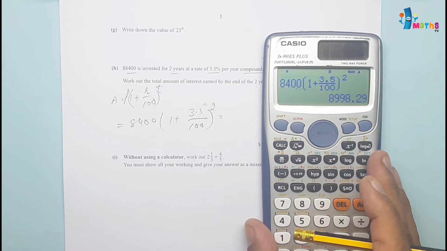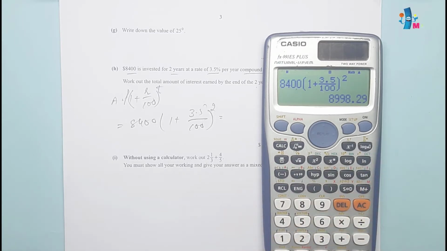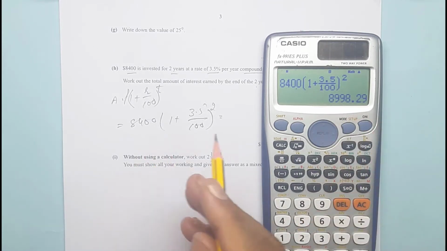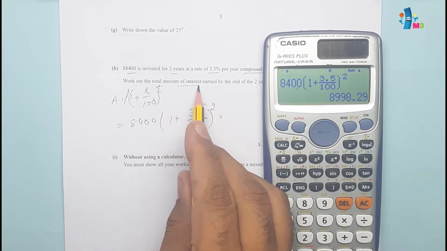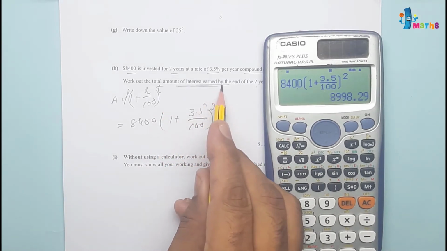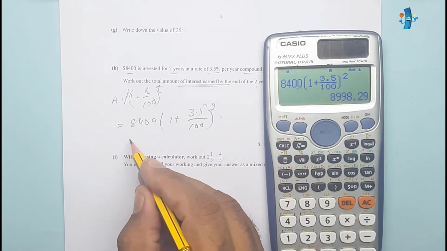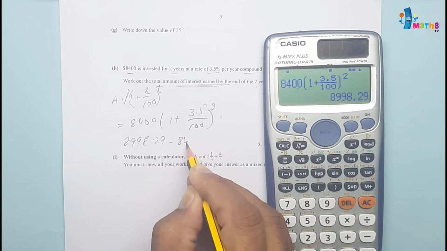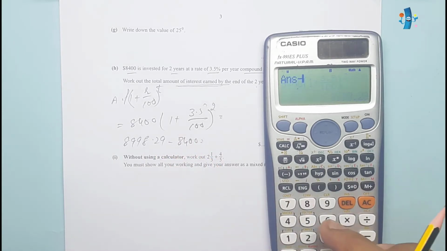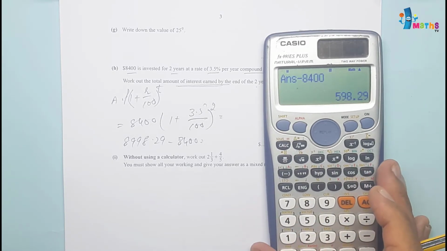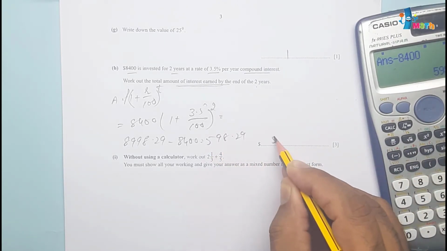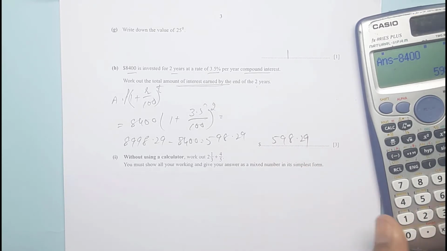Basically we have done some mistake. It's not a mistake, basically this is including the principal amount. They are asking for the amount of interest earned, so they are looking for only interest. So we'll subtract the principal amount. 8998.29 minus 8400 is equal to 598.29. 598.29 will be our answer.